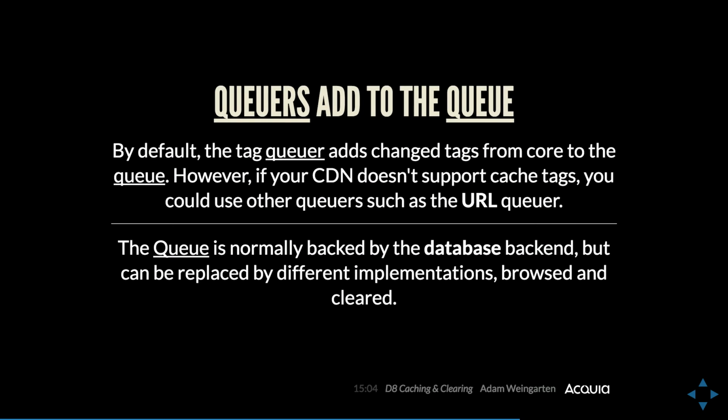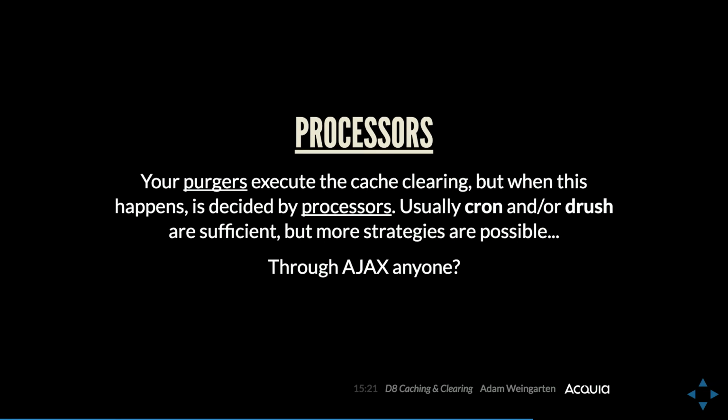And then we have queuers. Those add items and then queue them so that we can purge them. So we can queue by URL, we can queue by tag, we could queue by anything. So if you have some crazy way that you need to get stuff cleared that isn't going to be triggered by those interfaces we talked about, you can totally do it. And then we have processors which eat up the queue and push things through to the queuer.